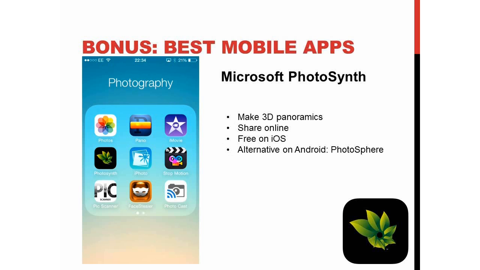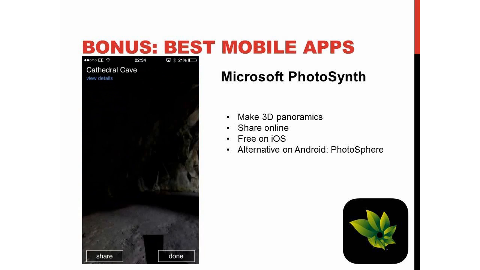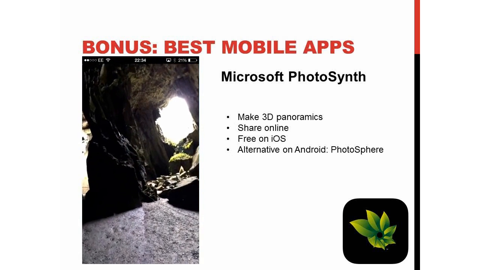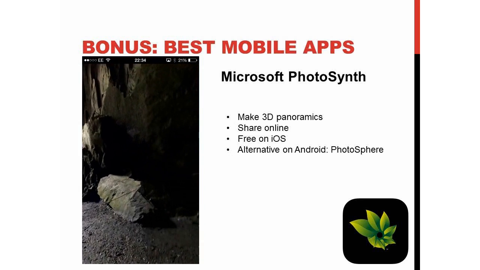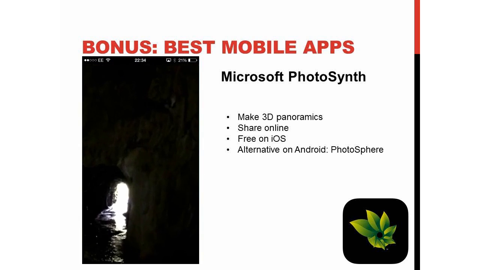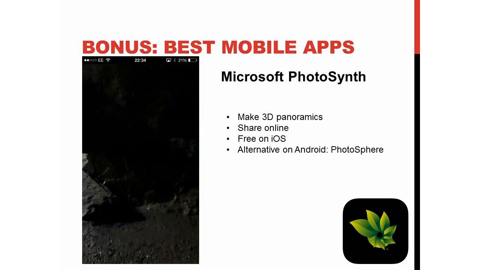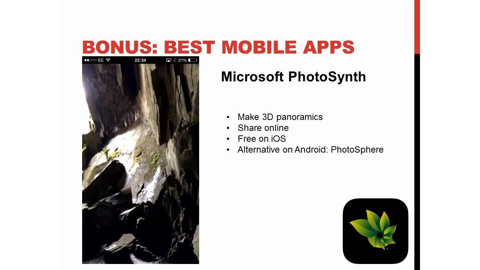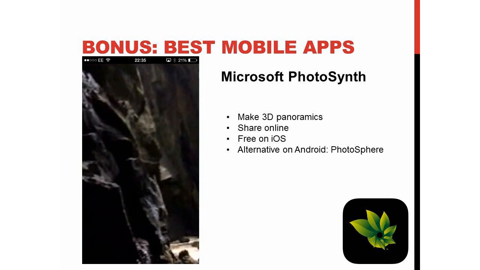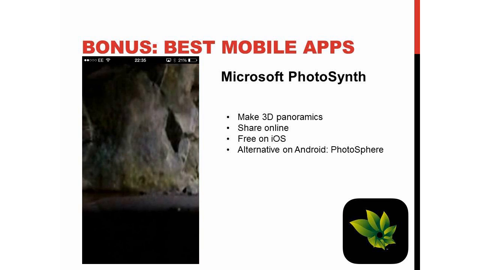Before I finish this video, I wanted to share with you some of the apps that I also use with regards to editing photos that I think are really good to have on a mobile phone. And the first one is Microsoft PhotoSynth. This allows you to make a 3D panoramic image literally just by holding your phone up, taking a snap and then moving it to the next position, and it draws on the screen where you should move the phone to, so it's very, very easy. You can then share your photos online so that others can see them, and it's free on iOS. It's not yet available on Android, but there are alternatives such as Photosphere out there that will do the same job.